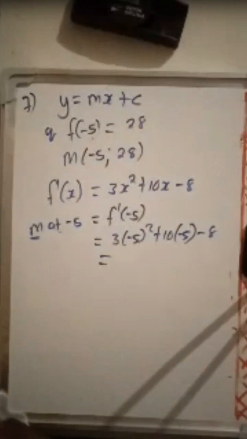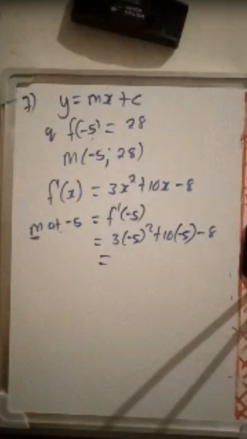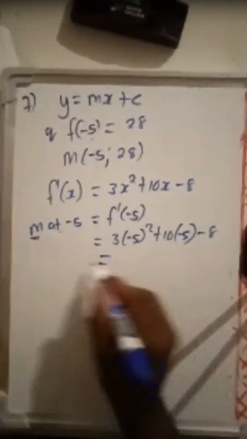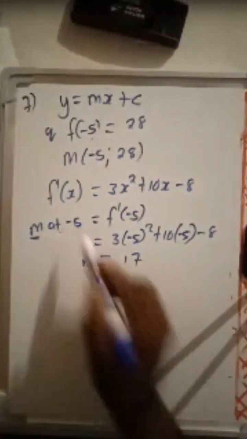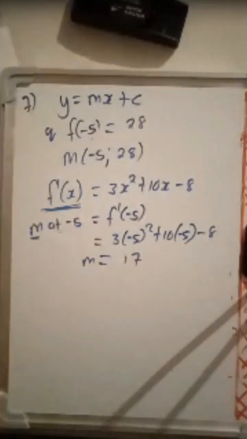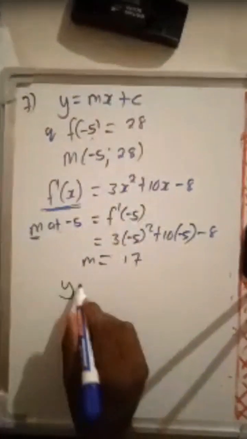3 into negative 5 squared plus 10 into negative 5 minus 8. I got something like 17, if I'm not mistaken. I got that m is equal to 17. That is the gradient. Okay, we have used the gradient function. Remember that this one is the gradient function. So we go back there. You see that now we have y is equal to 17x plus c.